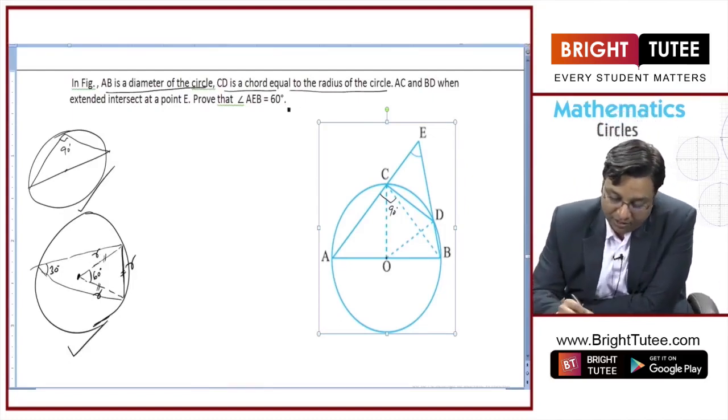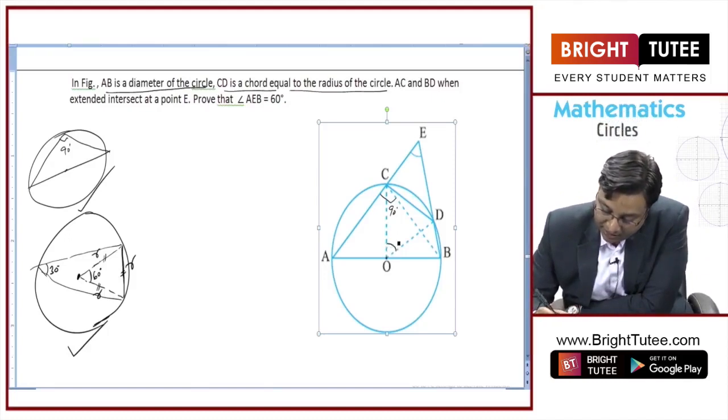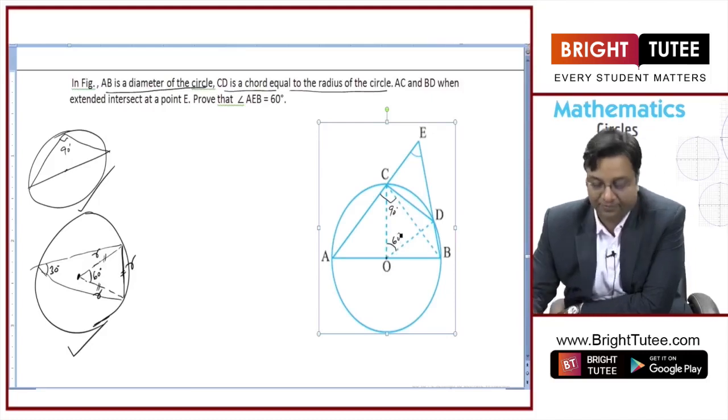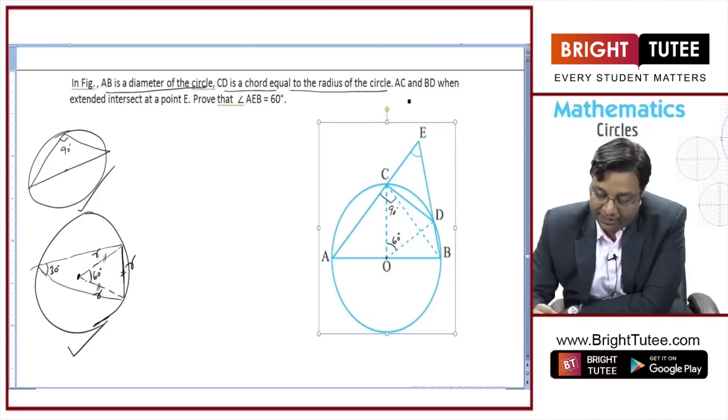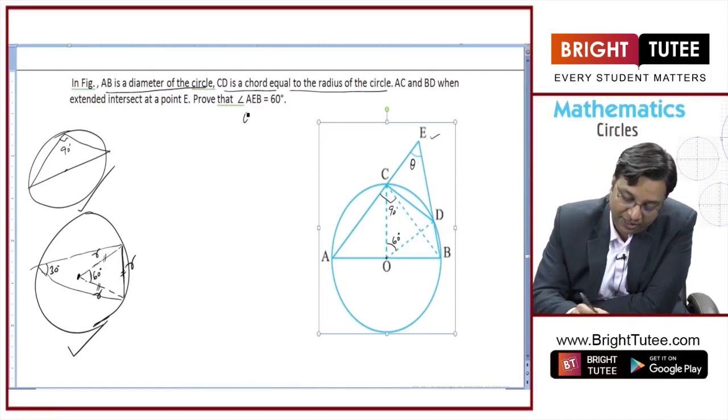Okay, CD is a chord equal to the radius of the circle. So this angle here is 60 degrees. AC and BD, when extended, intersect at point E. Prove that angle AEB is equal to 60 degrees. That is this angle. We need to prove that theta is equal to 60 degrees.